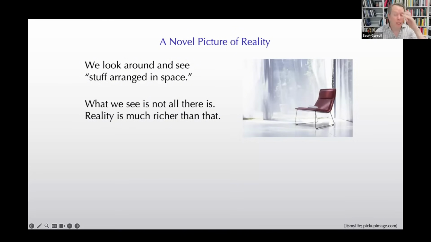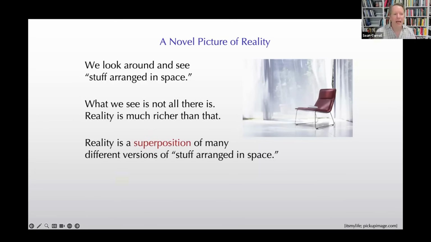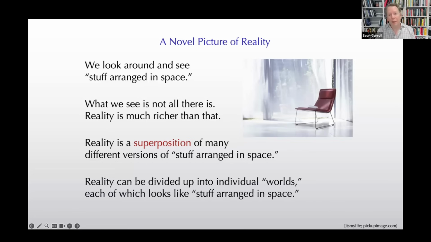So the quantum mechanical motto, I claim, is that what we see when we look at the universe is not all that there is. In fact, reality is a superposition of many different versions of this story of things arranged in space. And I'm not yet being fancy about many worlds, as we'll talk about in great detail. This is just standard quantum mechanics. The way that we describe the world, in comparison to the classical way of describing the world, is as a superposition of multiple possibilities all at once. And the more radical claim is that reality can be divided up into these individual worlds, each of which looks like stuff arranged in space. So these are true parallel universes, is the idea.